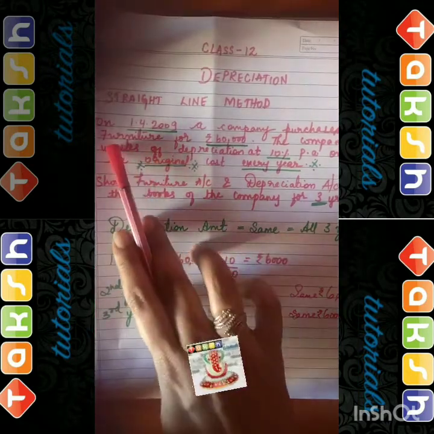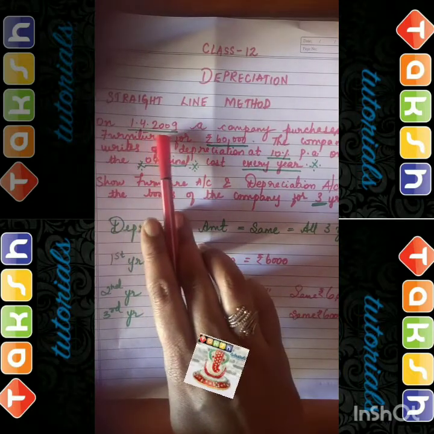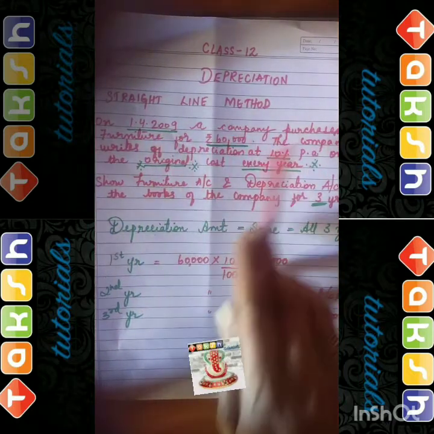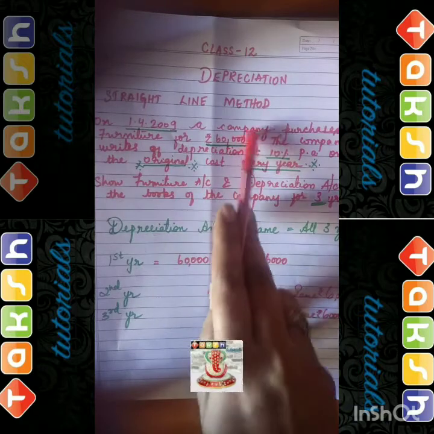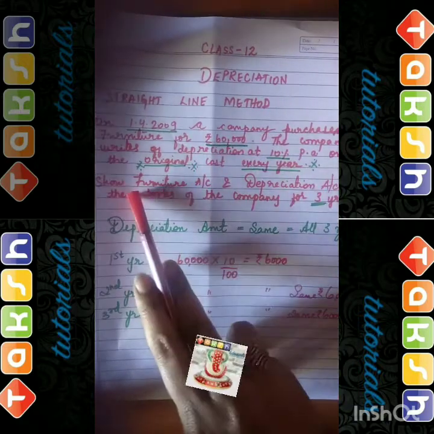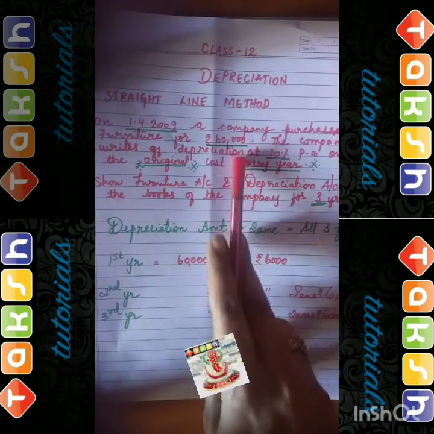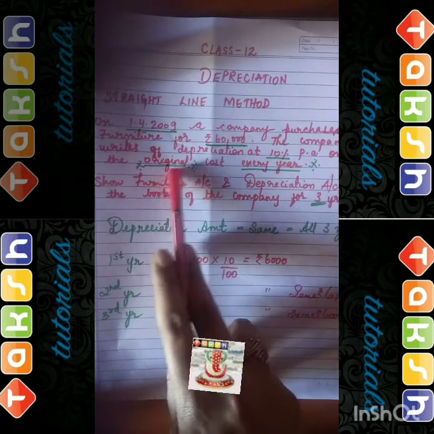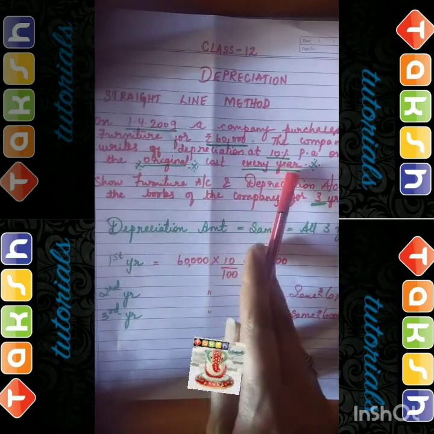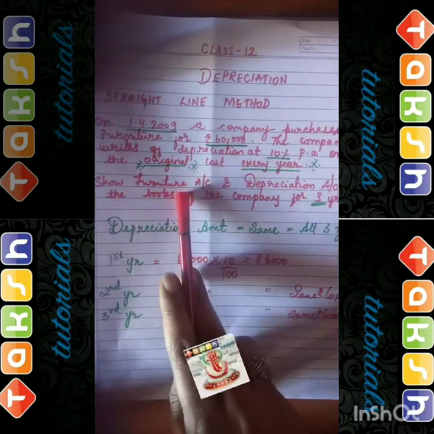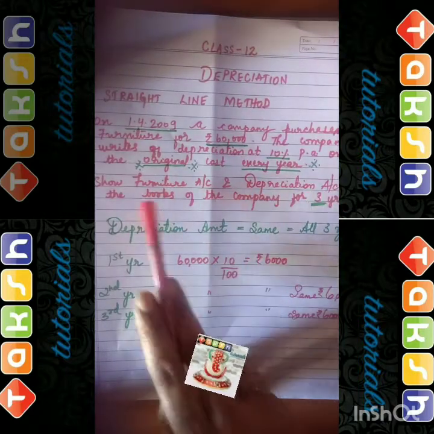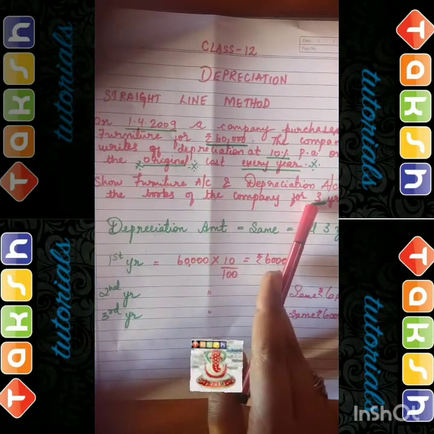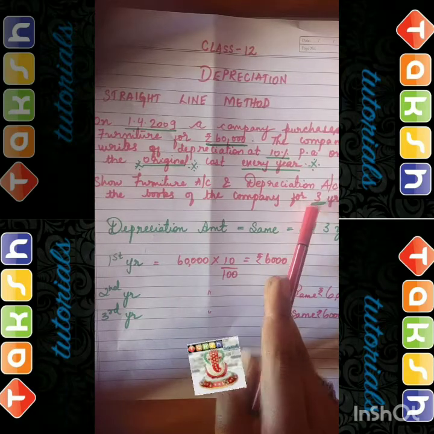I have taken an example. On 1/4/2009, a company purchased furniture for 60,000. The company writes off depreciation at 10% per annum on original cost every year. Show furniture account and depreciation account in the books of the company for 3 years.